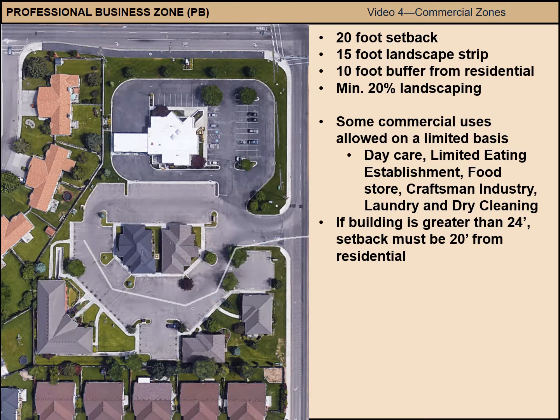We also tried to consider what folks who work in office and medical centers might need quick and convenient access to. Some of the uses you see listed would be limited in size. For example, a limited eating establishment would have a maximum footprint of 3,000 square feet. Craftsman industry, which includes things like studios, jewelry making, and furniture refinishing, would be limited to 1,500 square feet. Other uses like a food store or a Walgreens don't currently have a size limit in the proposed code.